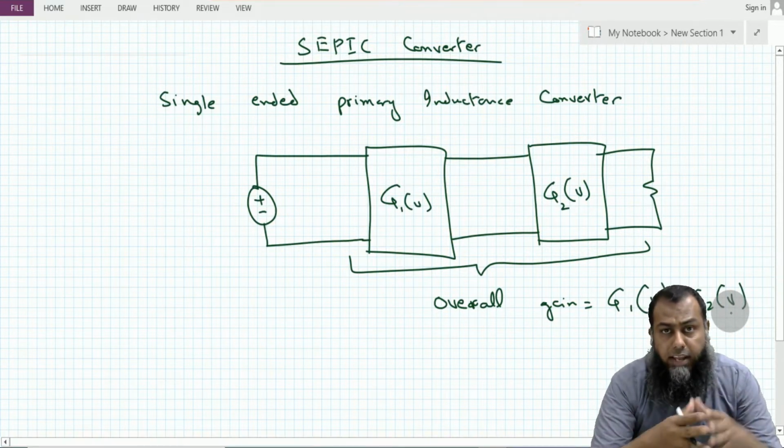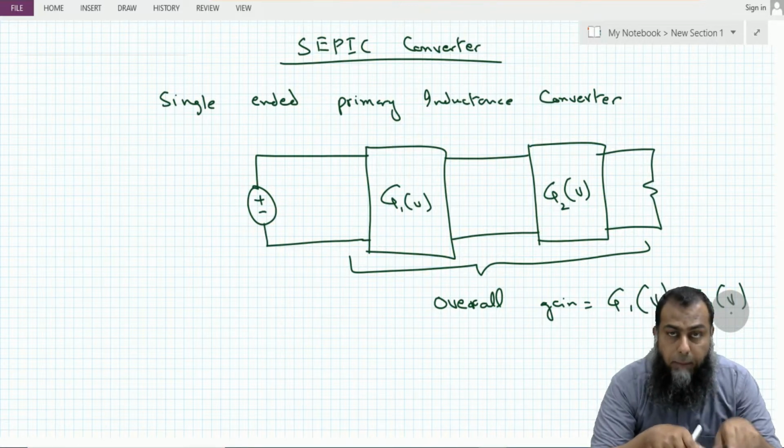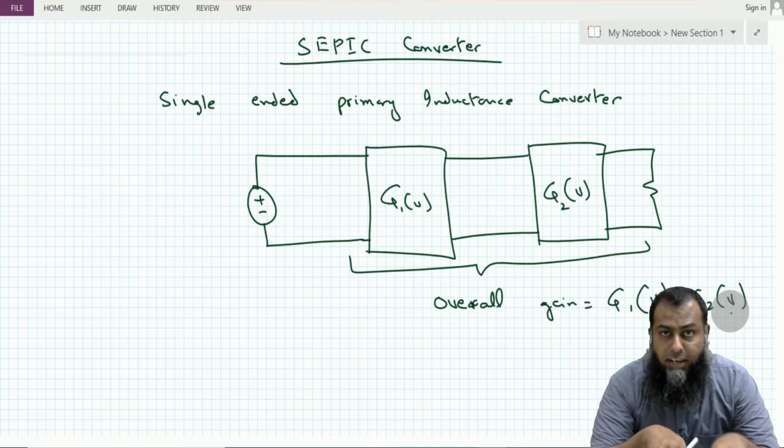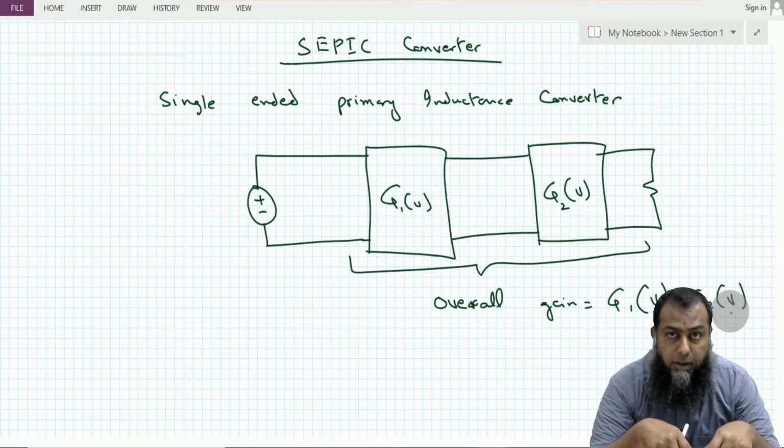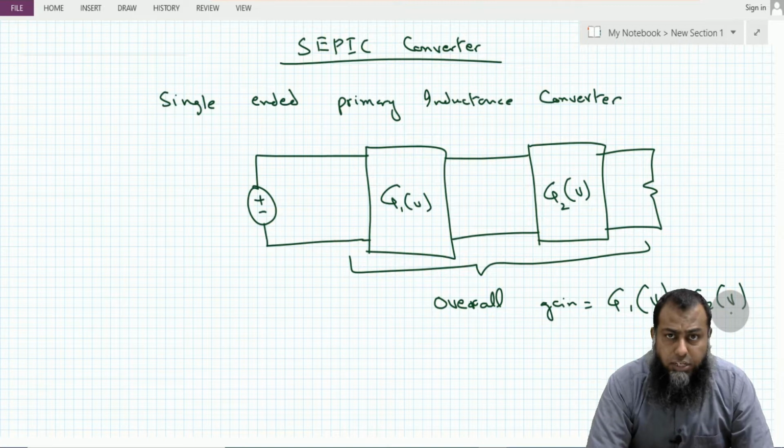Now the derivation of a SEPIC converter based on the cascaded connection of a buck converter and a boost converter is well explained in the book Fundamentals of Power Electronics by Robert W. Erickson. In that book you can see the different methods which are used to develop new circuits. However, in this class, my intention is not to explain the procedures and the circuit manipulations which lead to the development of new converters. Rather, we will only analyze the SEPIC converter based on the knowledge that we have acquired in this whole module.